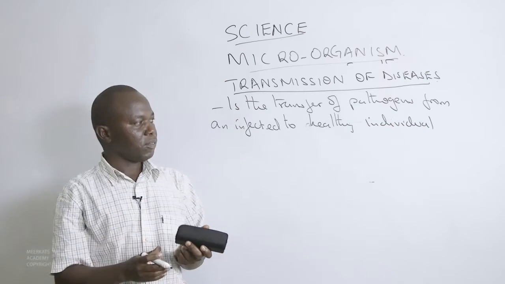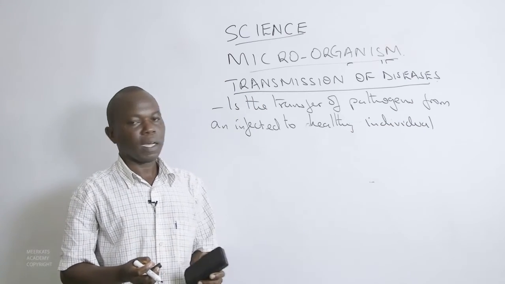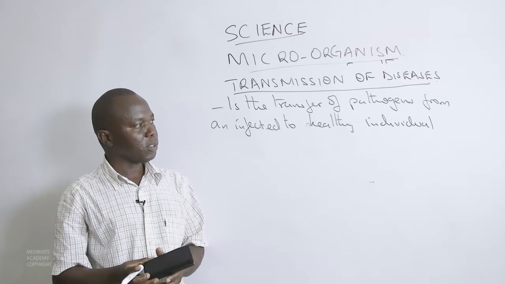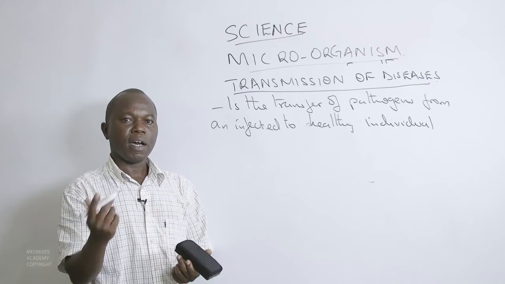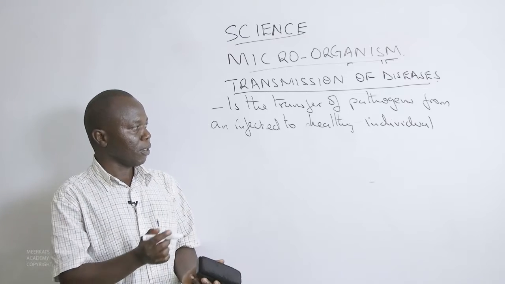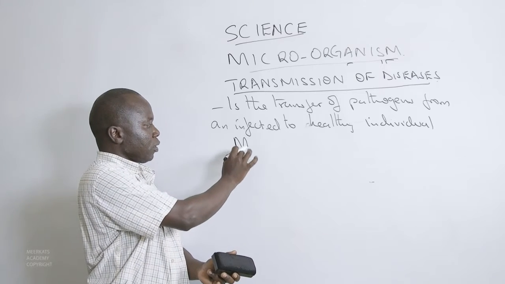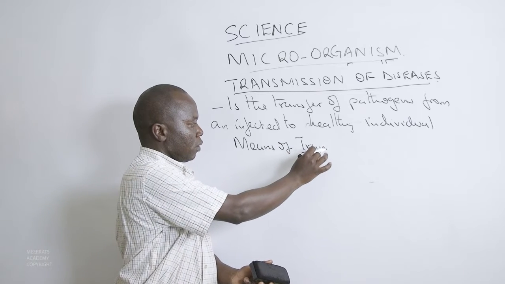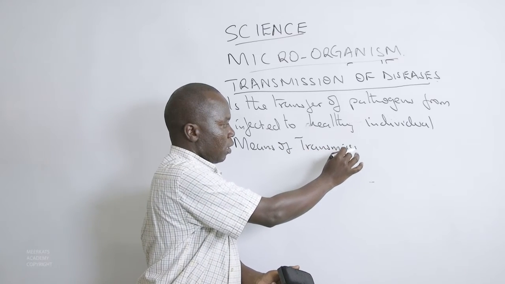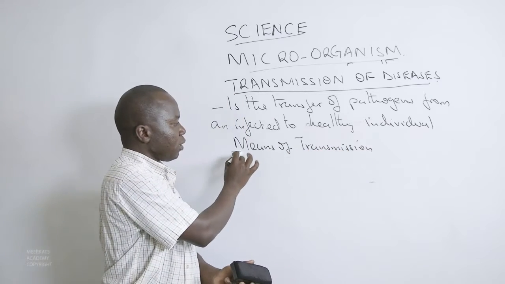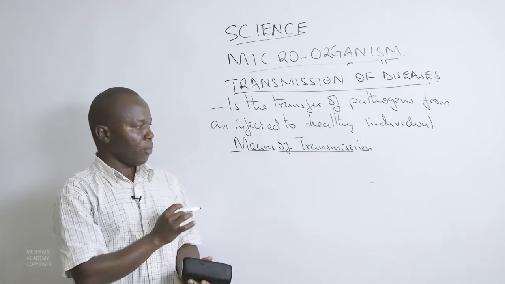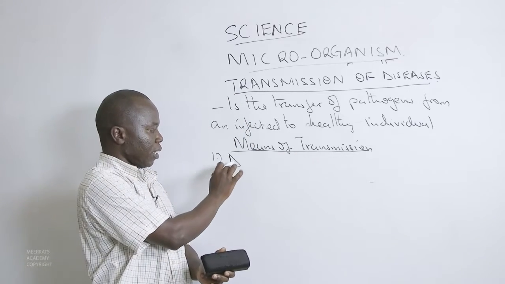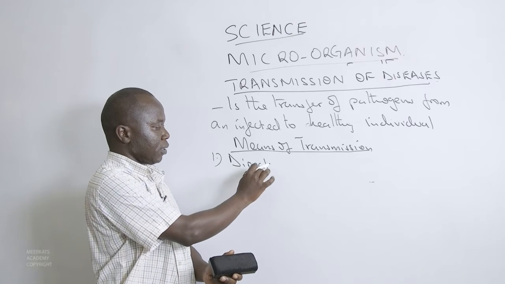So once the pathogen invades a healthy individual, it is going to cause the symptoms of a disease after an incubation period. So, means of transmission. How does transmission take place? We have two ways in which transmission takes place. We have direct transmission.